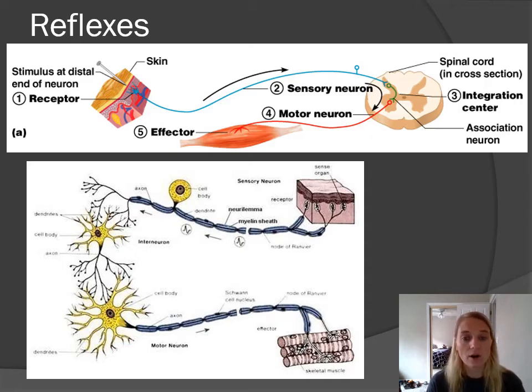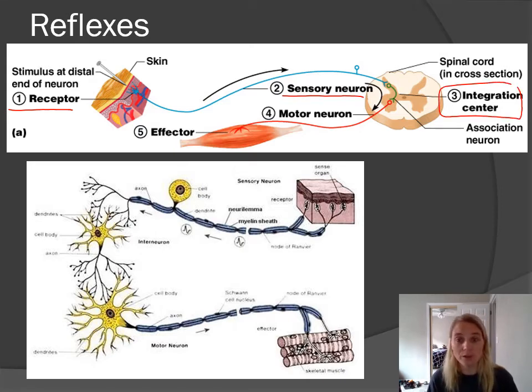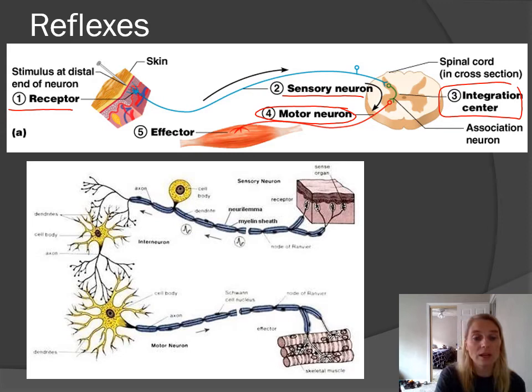There are 5 major components to what we call a reflex arc. We have the receptor, which is what is picking up the signal. We have the sensory neuron, which is bringing that information towards the CNS. We have the integration center, which in this picture is the spinal cord, but it could be the brain. We have the motor neuron, step 4, which is sending the information out. And lastly, we have the effector.